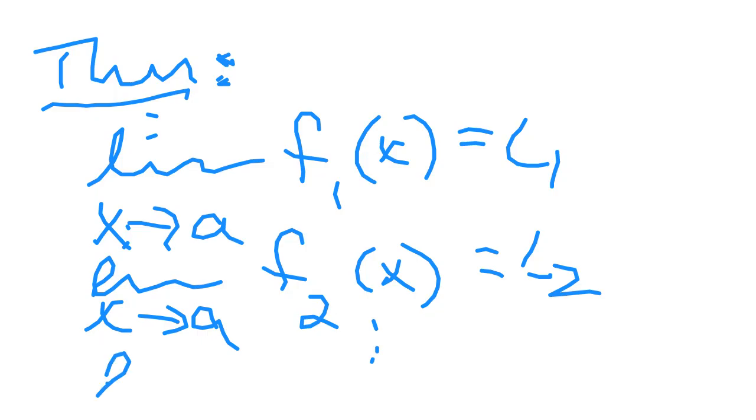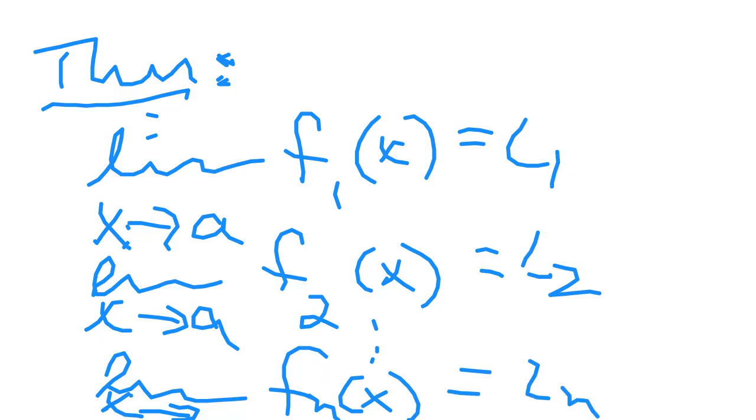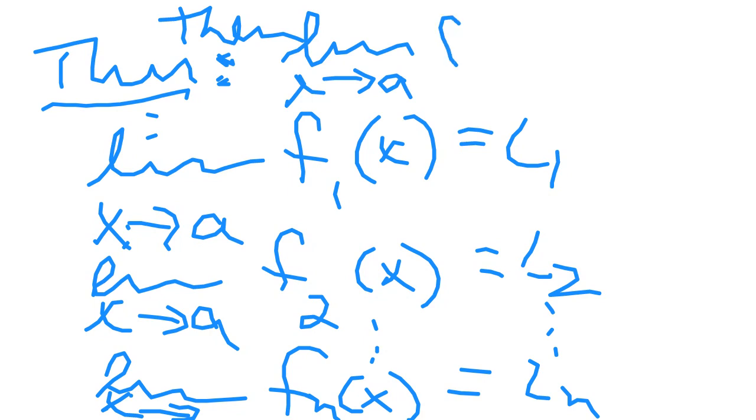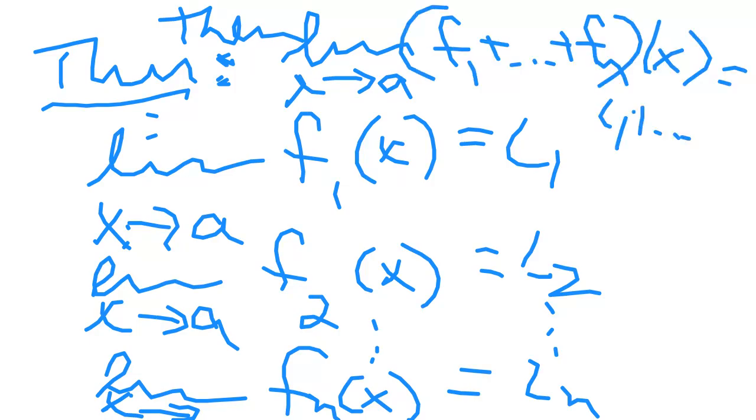L2, all the way down to the limit as x approaches a of f sub n of x is L sub n, then what do you think? Then the limit as x approaches a of f1 all the way to f sub n, evaluated at x, what do you think that's going to equal? L1 plus L2 plus all the way to L sub n.